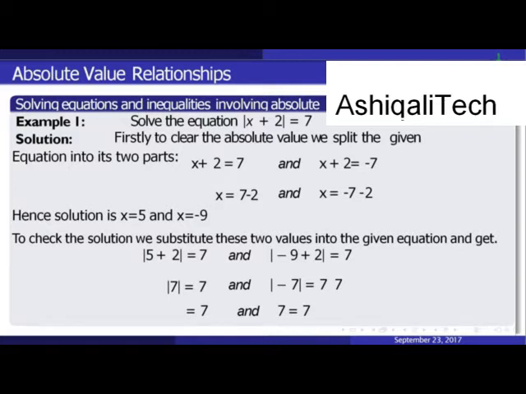To check the solution, we substitute these values in the given equation. In the place of x, we put x is equal to 5. So we get |5 + 2| is equal to 7 and |−9 + 2| is equal to 7. So that is |7| is equal to 7 and |−7| is equal to 7. So both sides are equal.